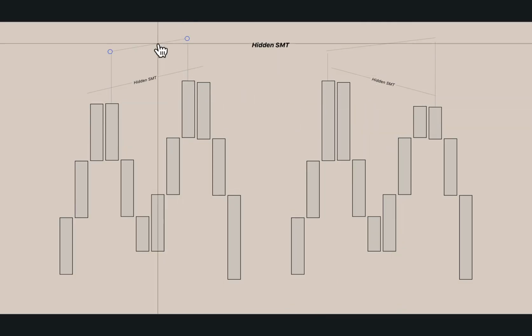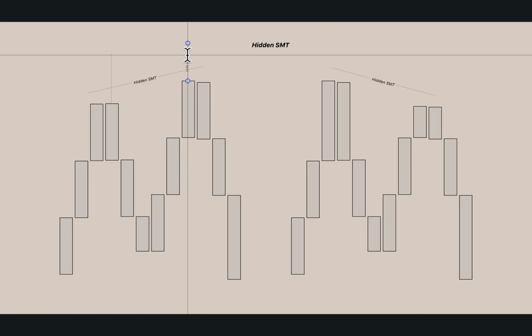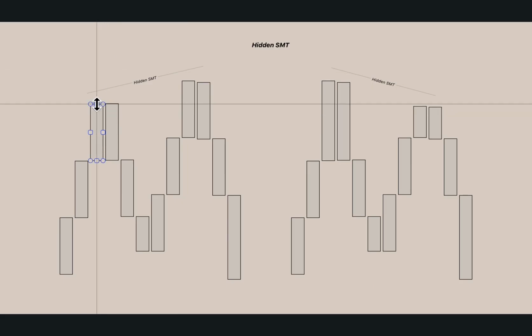And so whenever we're referring to hidden SMTs, once again, you want to look at the candle bodies. What I mean by this is that typically all you want to see to create this SMT is where one correlated asset closes above the previous swing high of the candle bodies, and then the second asset fails to close above the swing high of those candle bodies. So when one closes above the bodies and one fails to close above the bodies, that is your hidden SMT.